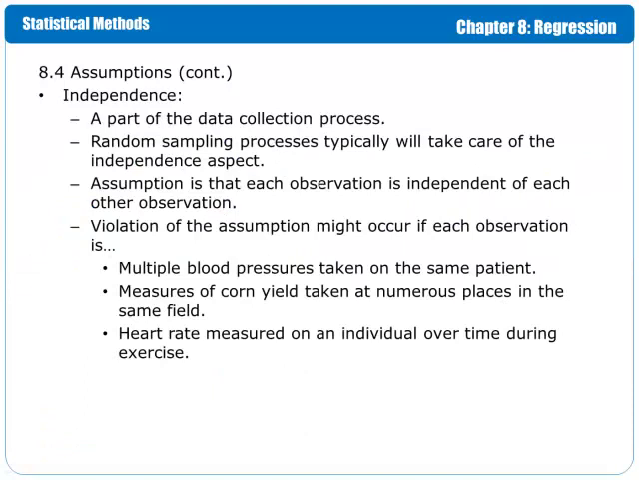We assess the independence assumption as part of the data collection process. If we use a random sampling process, typically it will take care of the independence aspect. The assumption is that each observation is independent of each other observation. And violations of the assumption might occur if each observation is, for example, multiple blood pressures taken on the same person. They're going to be related because they're all taken from the same person. Or measures of corn yield taken at numerous places in the same field. Because it's the same field, you would expect them to be related. Or heart rate measured on an individual over time during exercise. That heart rate may gradually be going up. They're all related to the same individual because they're taken on the same individual. So you're not getting independence in those different situations.